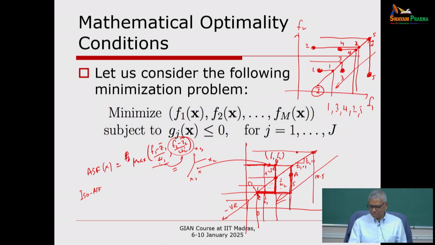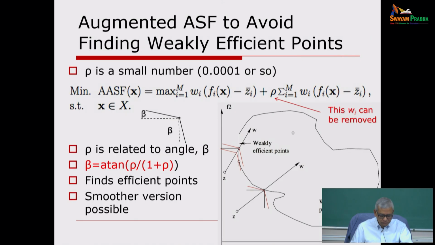You see, 1 is better than 3, 3 is better than 4, 4 is better than 2, 2 is better than 5. Right? If I change my Z bar, keep the direction, I may have a different thing. If I change the W and keep the same Z bar, I may have a different thing. So given Z bar and W, I can order any number of points. Okay, so that's clear, right? So that's why the ASF is so important.